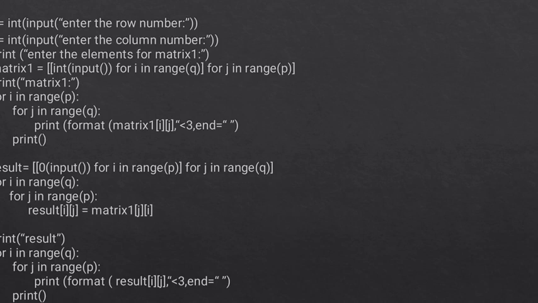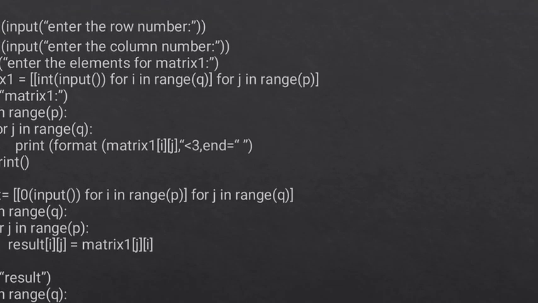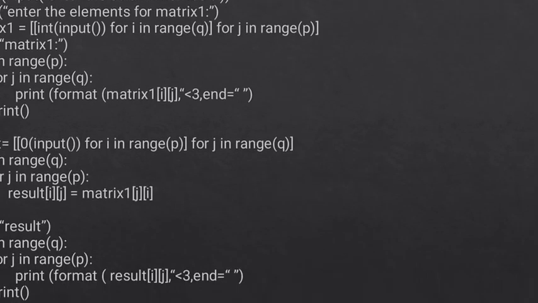Okay, so matrix 1 is equal to int input for i in range q and j in range p, similar to the first matrix, and then we have for i in range p, for j in range q, print format matrix. So we print the matrix. Here it is not necessary for you to type matrix 1, as there is only one matrix which we are supplying. After this nested loop method, we enter all the matrix elements, and then we find out the result. The result is nothing but the reverse arrangement of the first matrix, so the transpose.